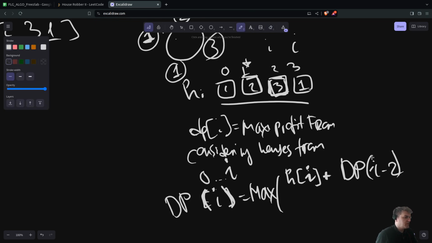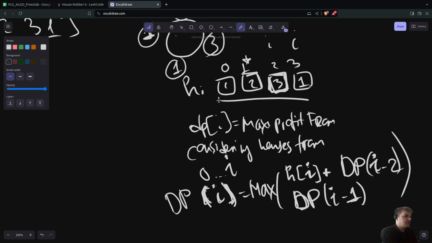So dp of I is H of I plus dp of I minus 2, or, if I don't rob the last house, whatever profit I have from considering houses from 0 to I minus 1. So this is going to be the formula for calculating the max payout, and the result is going to be dp of n minus 1.